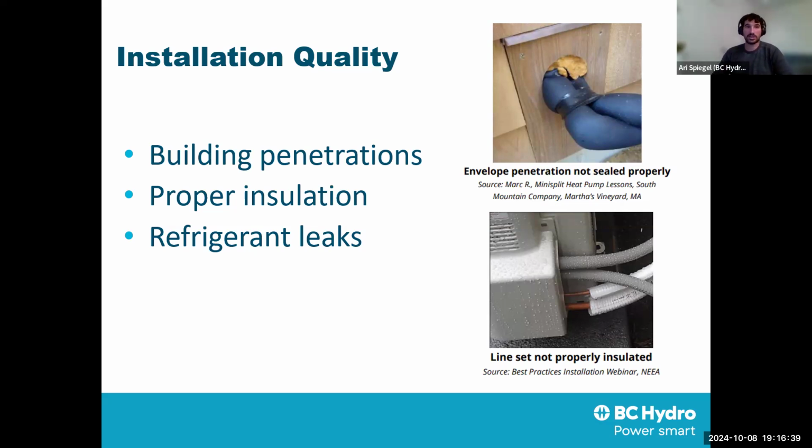And that can cause poor performance of the system, as well as the environmental impact of refrigerants leaking into the atmosphere. So these are examples of poor envelope penetration and refrigerant lines just not insulated, resulting in some poor performance.